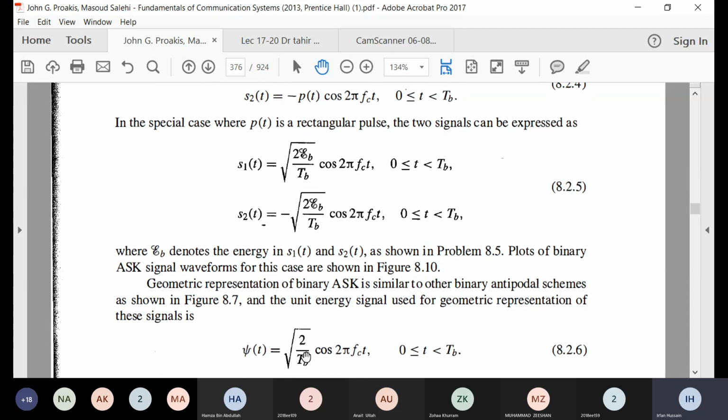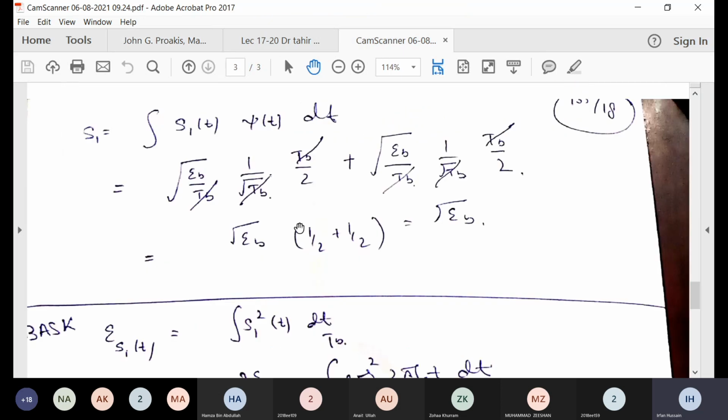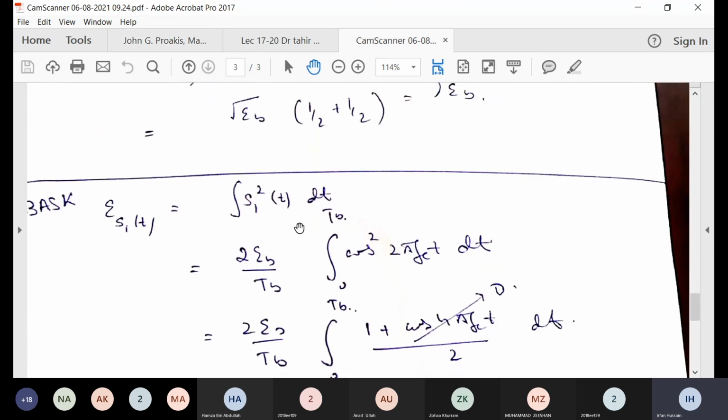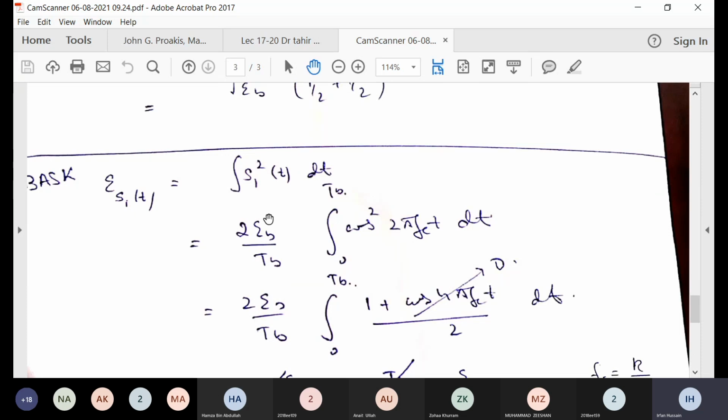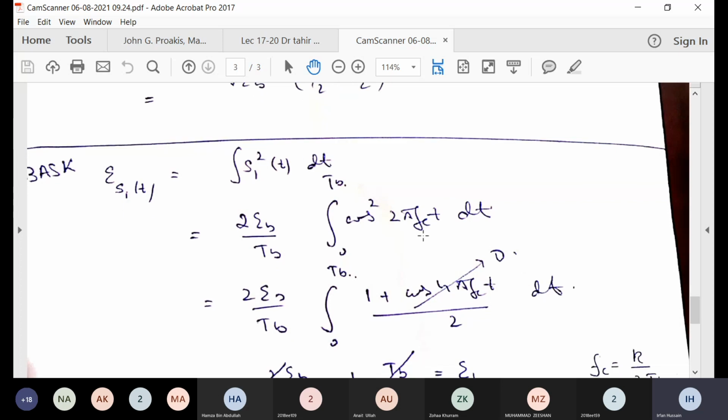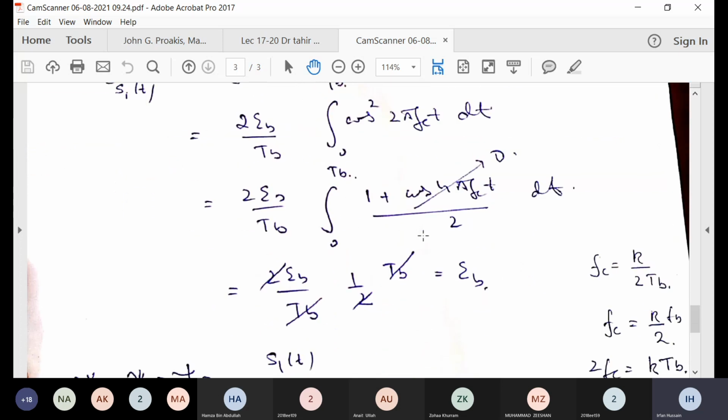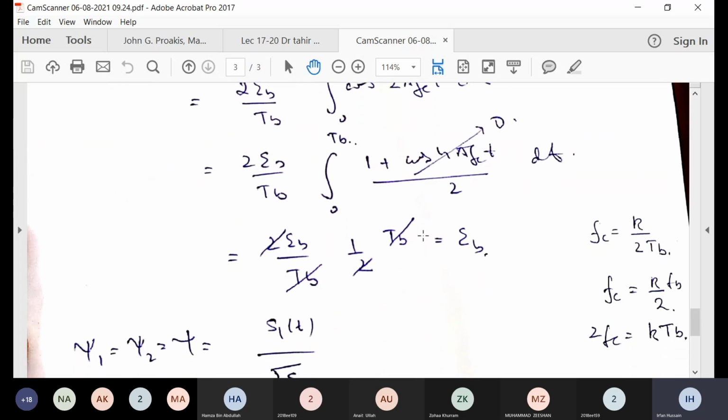So it comes out to be this thing, and again some of the steps are missing, so I would like to show in my notes. So how to find the orthonormal basis? First of all, we have to find its energy. So its energy comes out to be, but let us check. So this was the signal. Square, under root cancels, and this becomes cos square. Cos square becomes 1 plus cos 4. But here we make sure that this FC is a multiple of 1 over 2 TB.